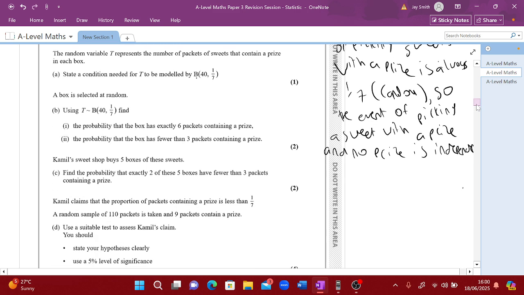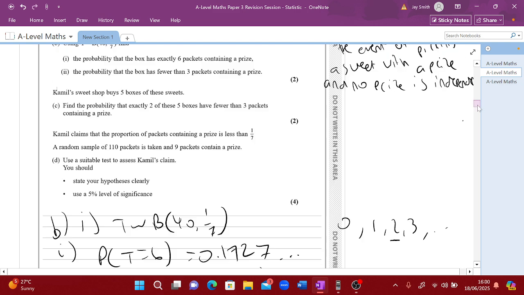Camille's Sweet Shops buy 5 boxes of these sweets. So what's happening is we only worked with 1 box originally, but the box had 40 sweets. So we worked with how many sweet packets there were in 1 box. Now we have multiple boxes. So the probability of 2 of these 5 boxes having fewer than 3 packets. Well, we want the probability of a given box having fewer than 3 packets. So that's part II.